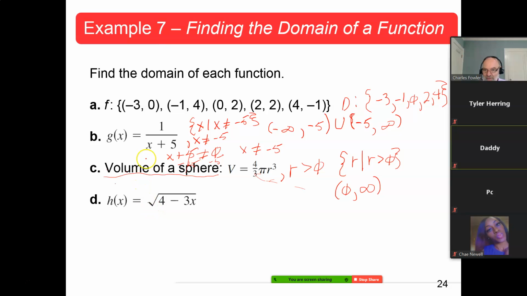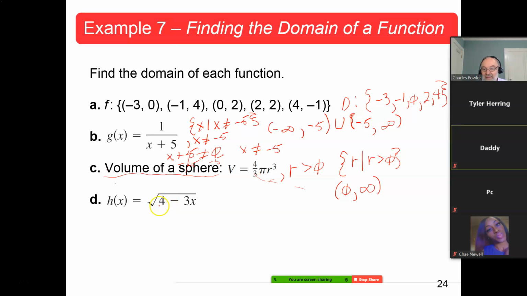Now this one, like B, had an algebraic limitation. So does this one. This one was just a finite set. This one had a physical limitation: your radius has to be greater than 0, positive radius. Here we're back to algebraic. What has to be true about whatever's under a radical, even radical? What did we say before?